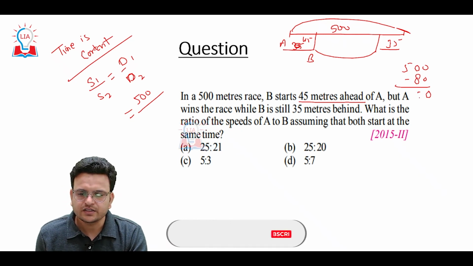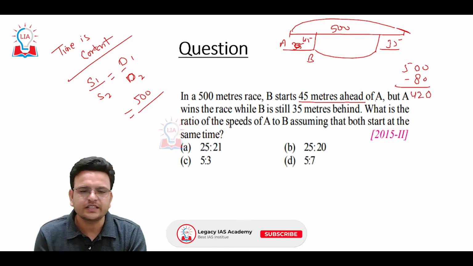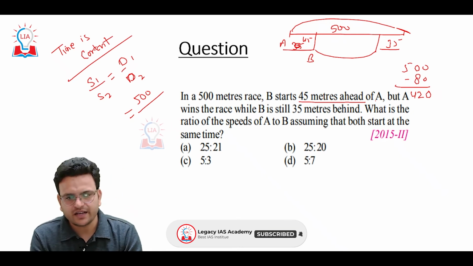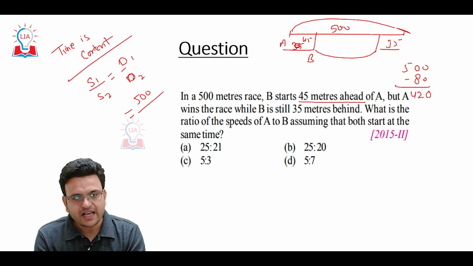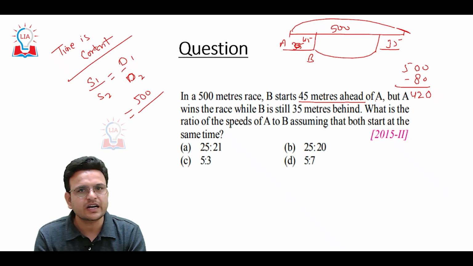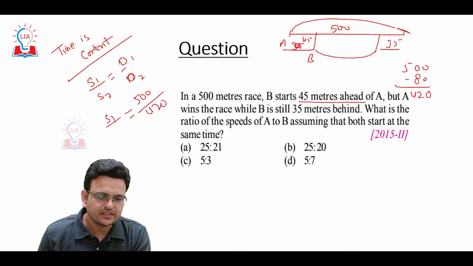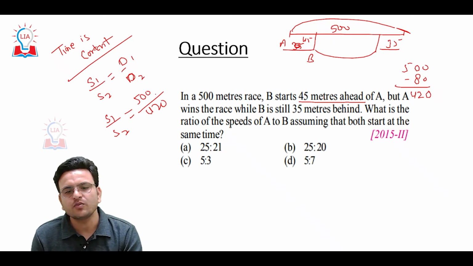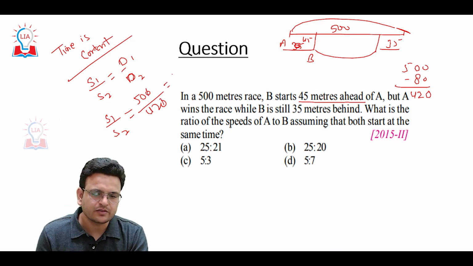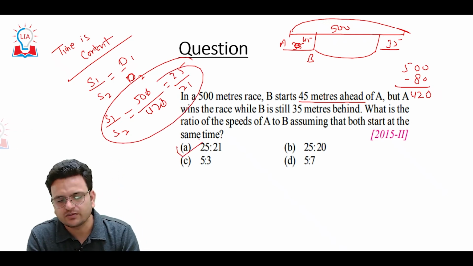It will be 420. Okay, so A has covered 500 meter, and in the same time B has covered 420 meter. So this is the ratio of the speed of A and B, and it becomes 25 upon 21. Hope you are able to understand this particular question.